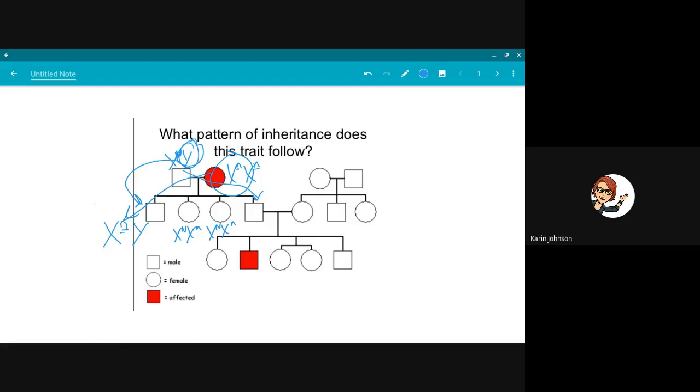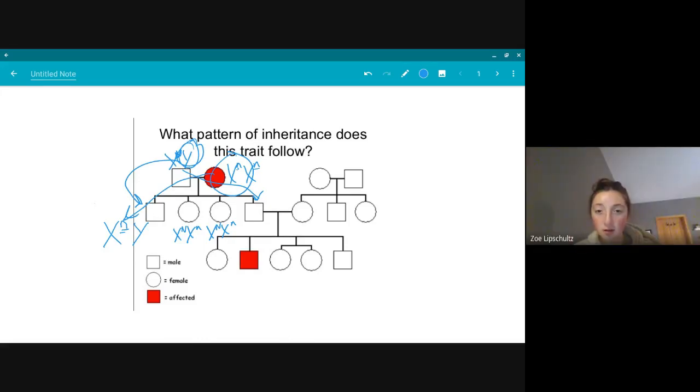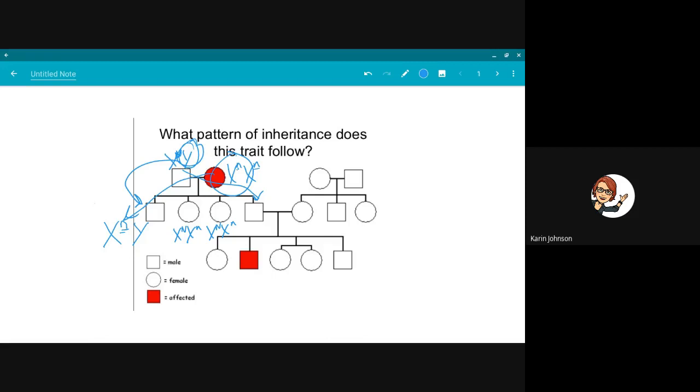Because it's not sex-linked, it would just be a regular, what would it be called? Just call it recessive. We just say the inheritance pattern is recessive.